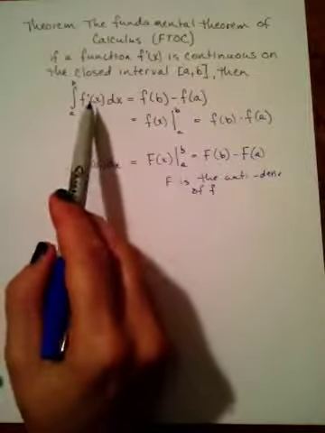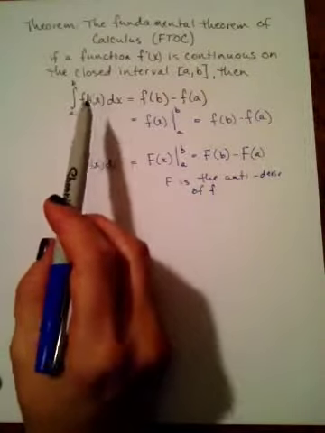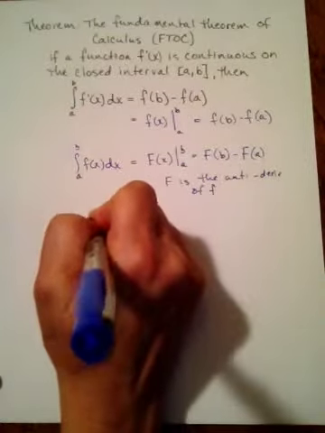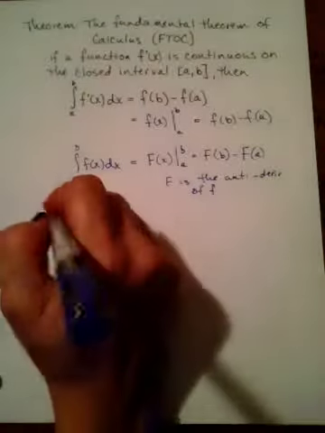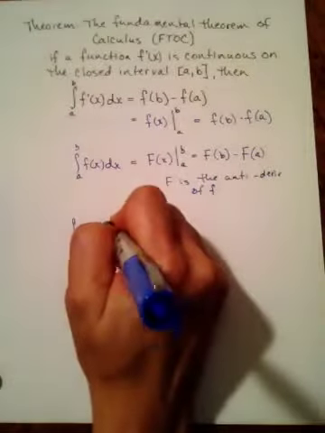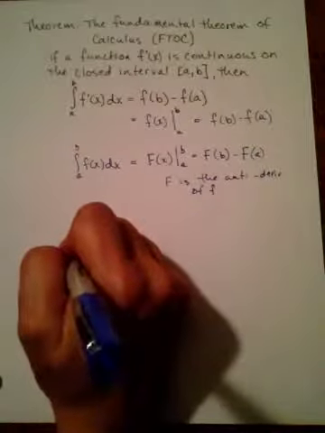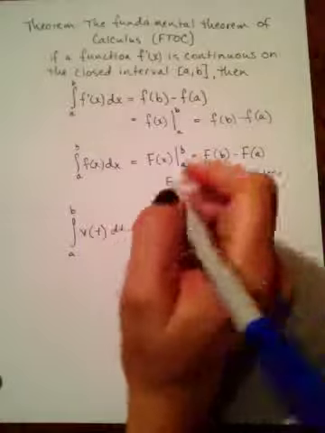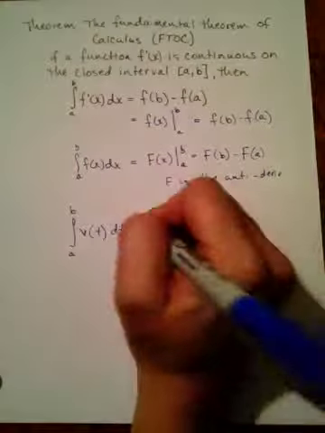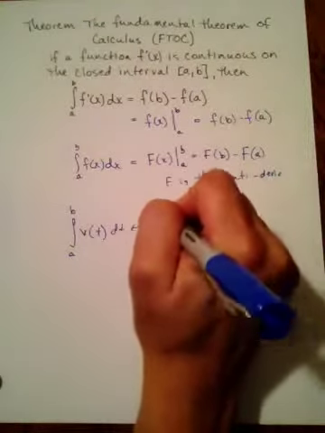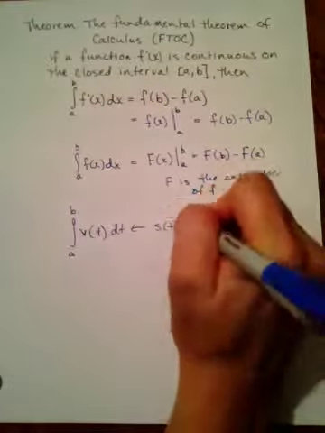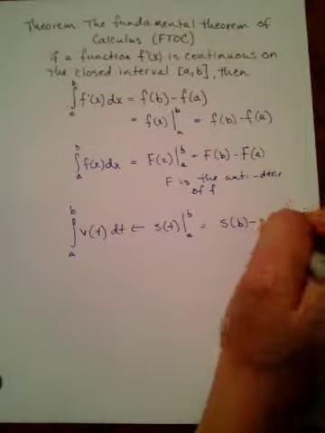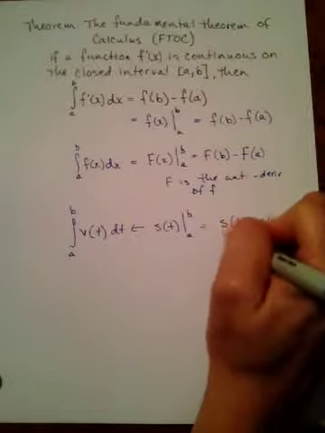The other way that's really neat to think about is, let's say that we start with velocity. So I've got some velocity equation, and I integrate that velocity equation with respect to time, from some t equals a to t equals b. What this actually gives me is the change in position. The antiderivative of velocity would be position with respect to time from a to b, and that will be s of b minus s of a. And this is just the change in position.